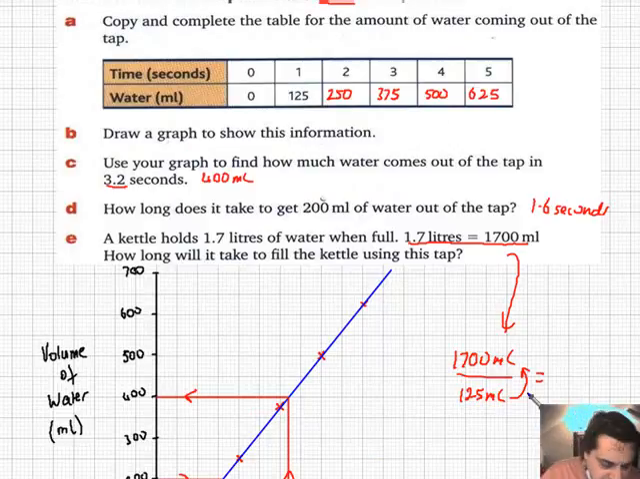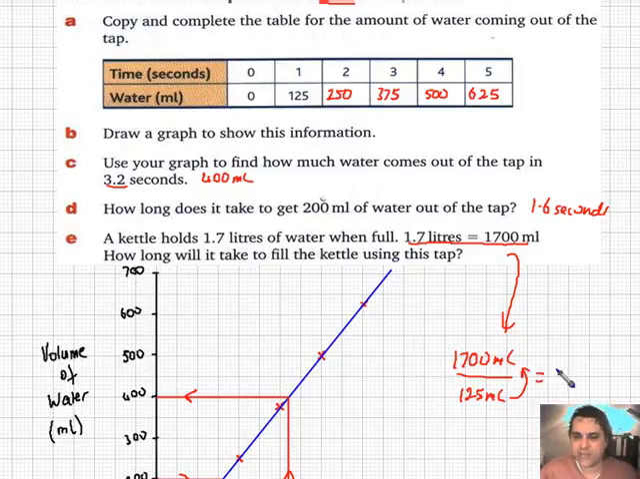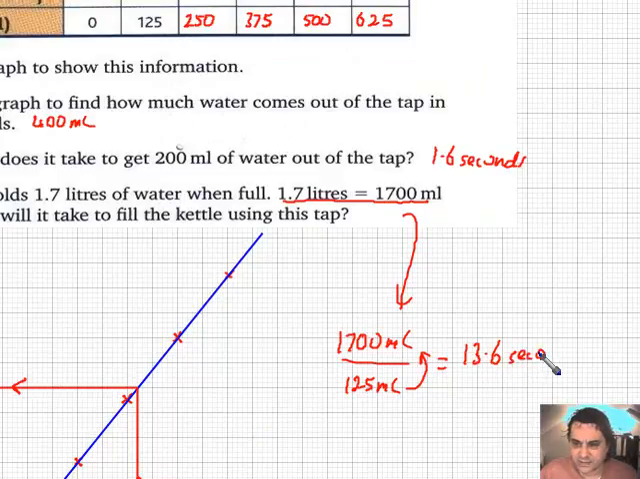I will now grab my machine and do this. 1700 divided by 125, and it will take 13.6 seconds to fill the kettle from the tap. Alright, it's a lovely little question, isn't it? Very nice, very neat, very elegant.